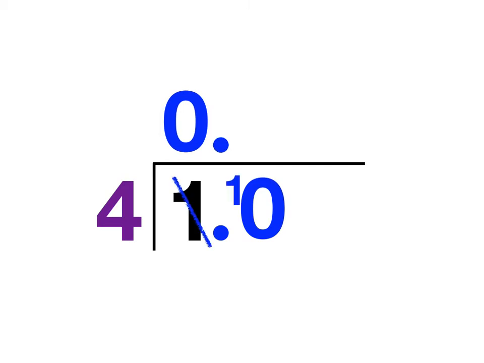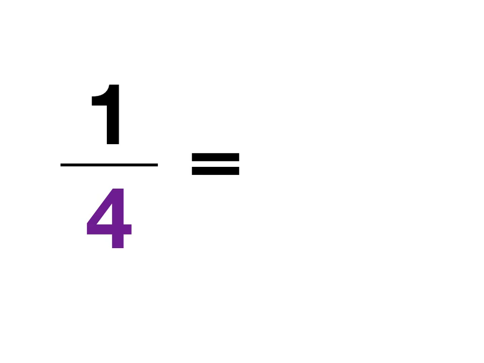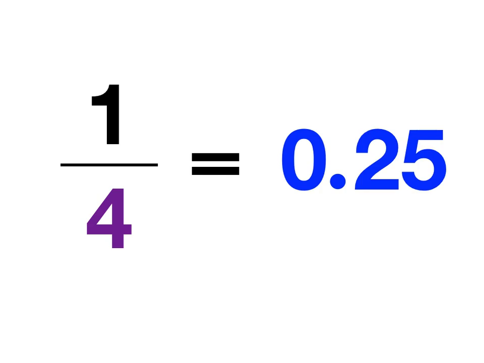We then regroup the 1 into 10/10ths, so the 1 whole has become 10/10ths, and within 10/10ths there are 2 groups of 4, because 2 groups of 4 is 8, and that leaves 2 remaining. So what we're going to do again is we're going to add another 0 on the end, and we're going to regroup that 2 across, and we're now looking at how many groups of 4 there are in 20 hundredths, and there are 5. So that is why 1/4 is equal to 0.25.